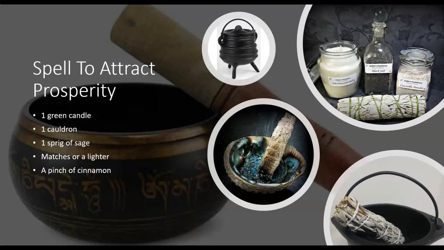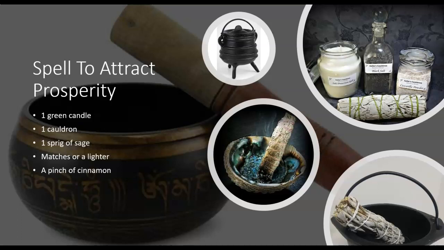Sage is a good herb for getting rid of negativity, and cinnamon is excellent for boosting your creativity. Green, as you know, represents money and growth. These are the ingredients of the spell: a green candle, a cauldron, a sprig of sage, matches or a lighter, and a pinch of cinnamon. The best time to perform the spell, just like on the prosperity consciousness spell, will be on the new moon.